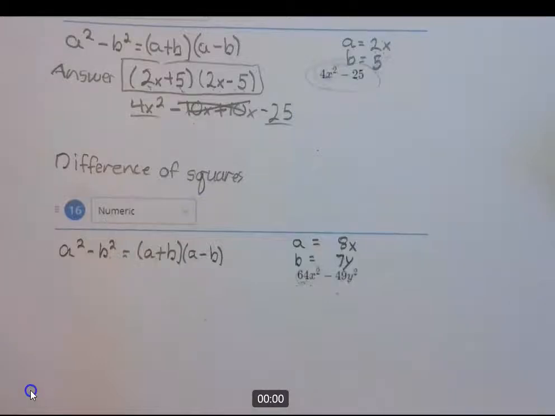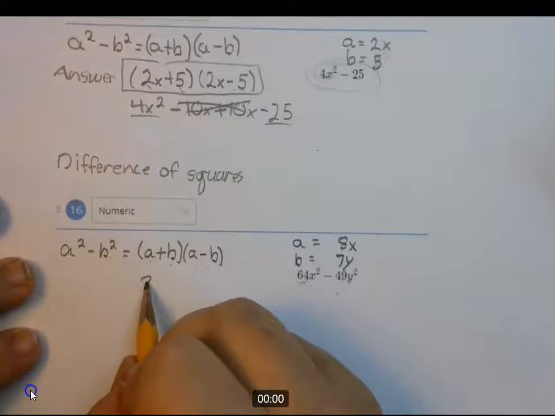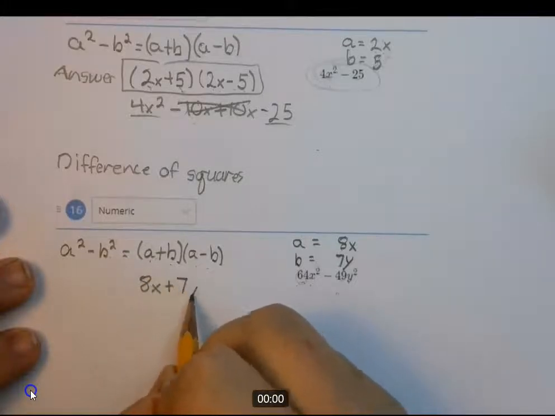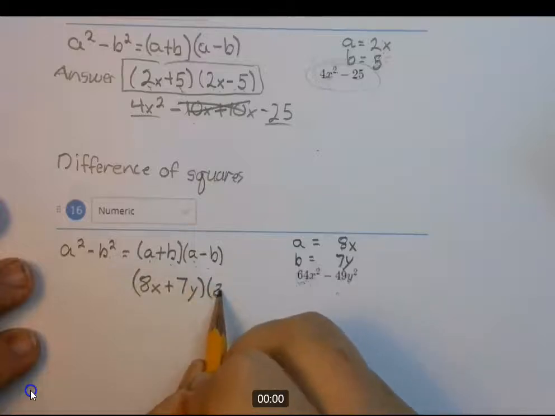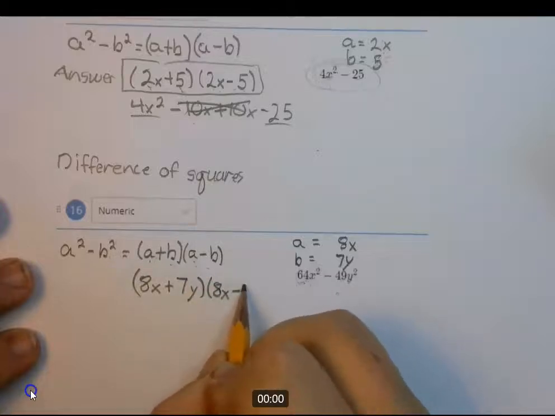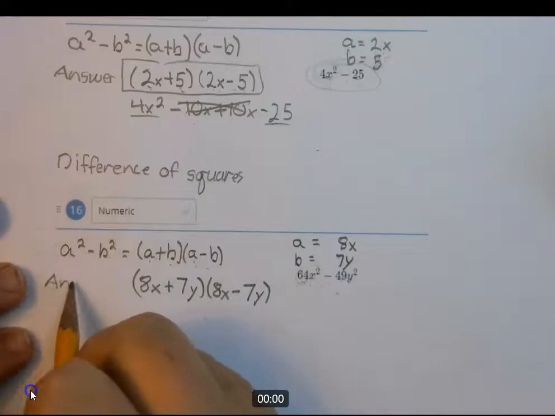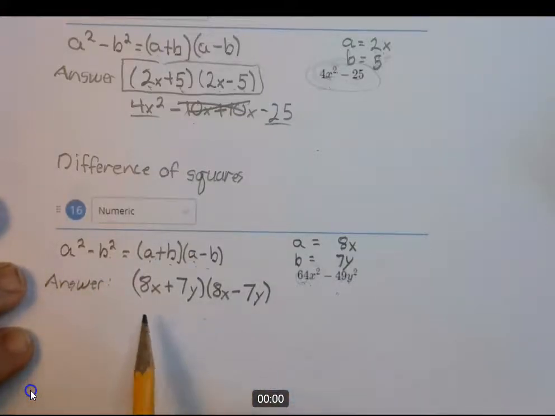Okay, so now we know a and b, so now we can plug it into this. So a is 8x plus 7y. And a again is 8x minus 7y. So there is the answer to this problem. And you can FOIL it. I'll do that real quick.